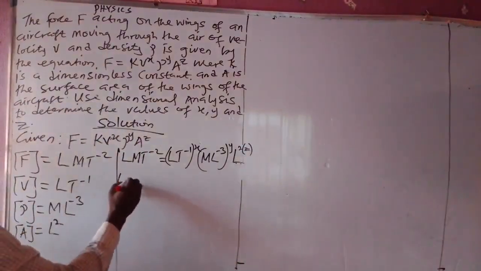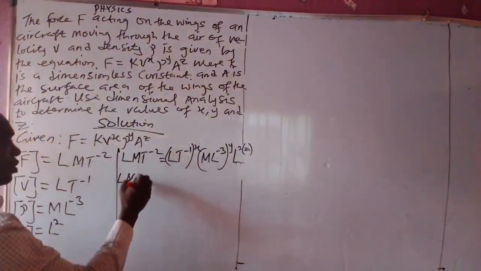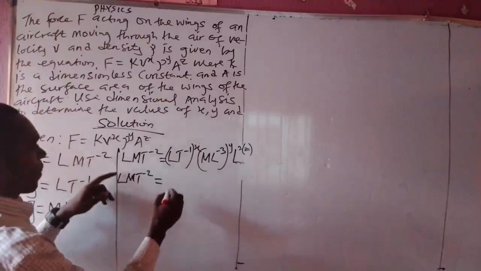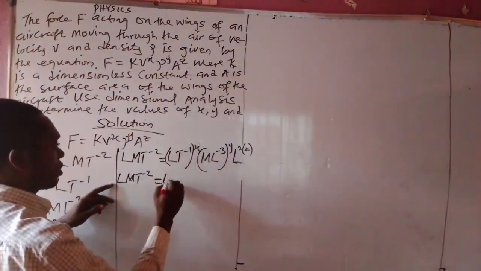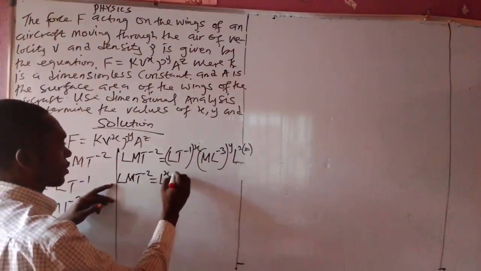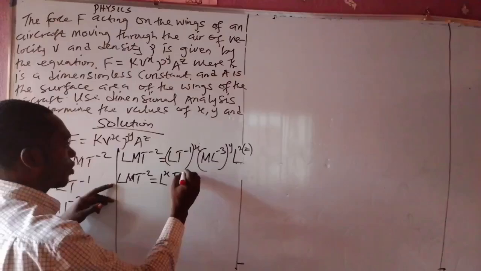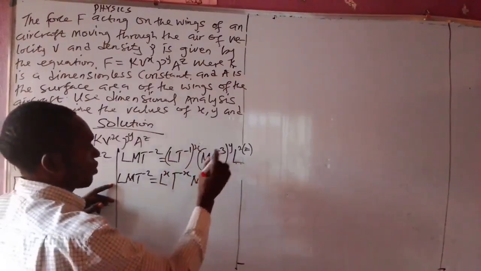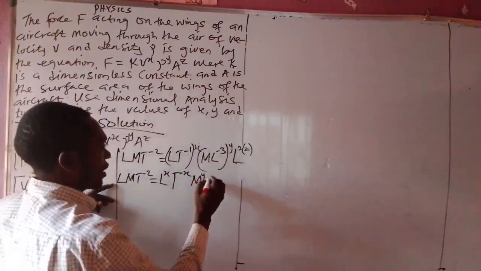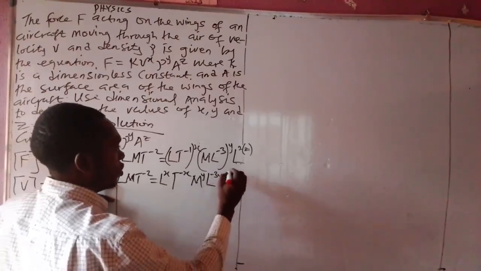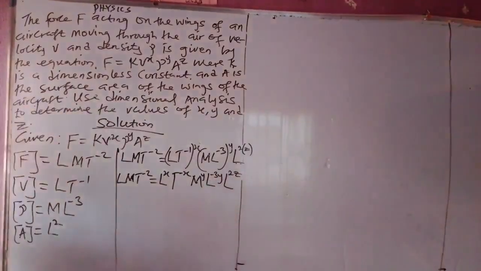So if we go ahead to carry out our operation, MLT^-2 equals, this multiplies this to be L^x T^-x times 1, and then M^y multiplies this, we have L^-3y, then we have L^2z. This is what we have.